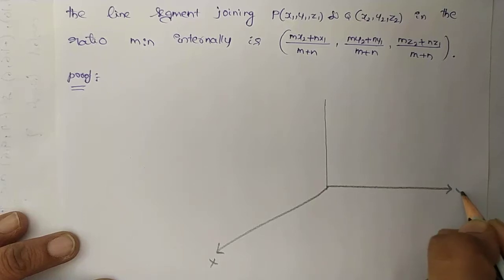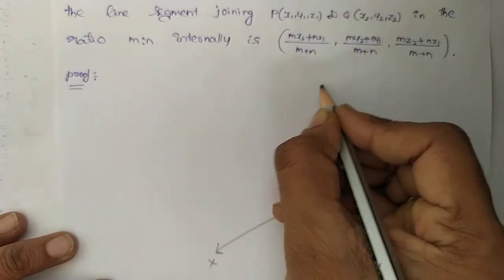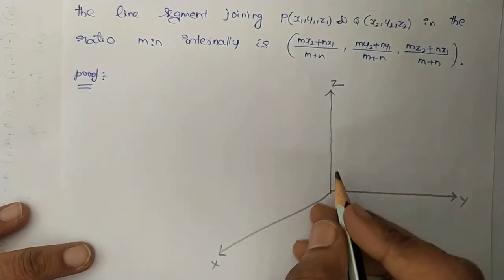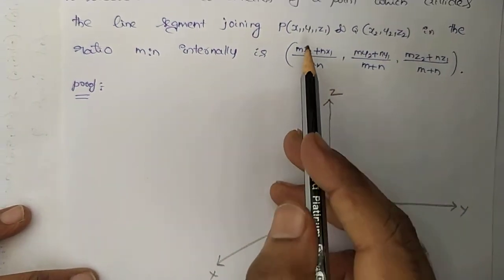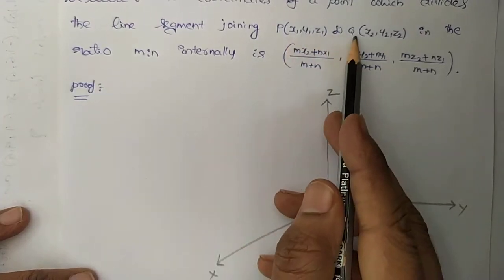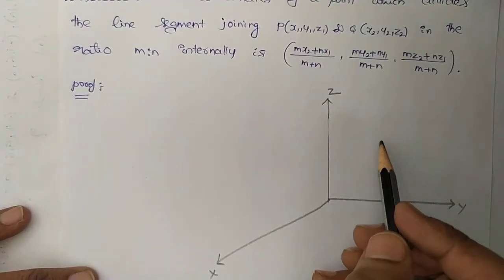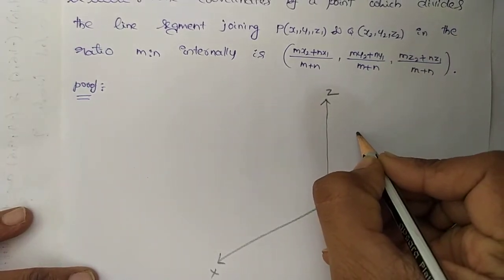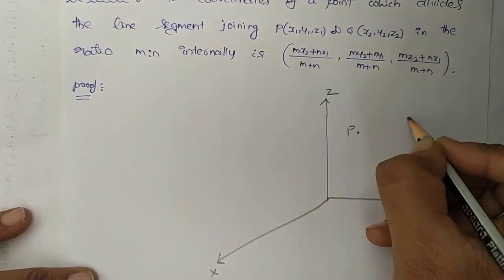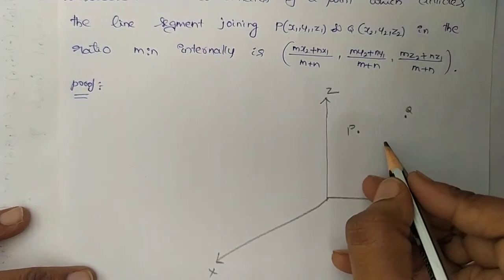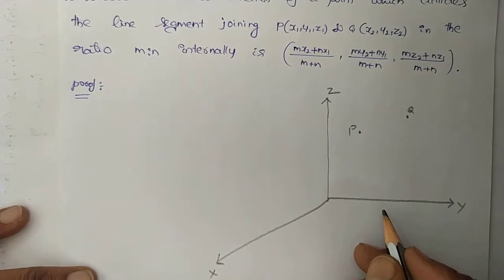X, Y, and Z. In the statement, let P(x1, y1, z1) and Q(x2, y2, z2) be any two points in the space.